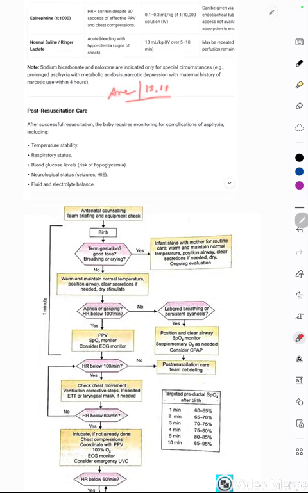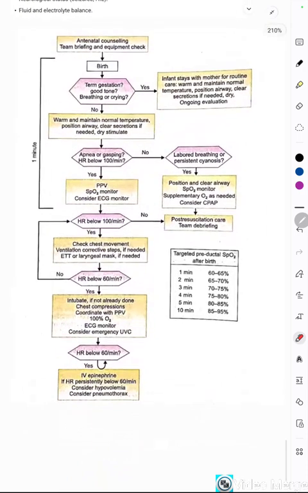Now this is the proper flow chart of how this should be done: antenatal counseling, team briefing and equipment check. If it is term gestation, good tone, breathing or crying, then you do routine care of the newborn. If any of these factors is no, then you go for TSPS, that is drying, stimulation, then positioning of the airway and suctioning of the secretions.